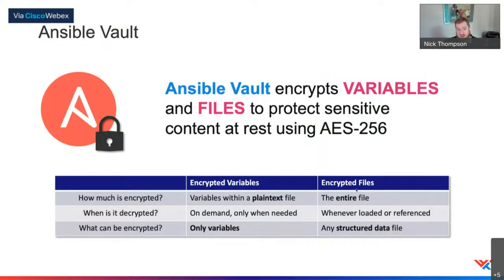Specifically, I can put an encrypted string in that playbook directly, or I can encrypt an entire file so that it is encrypted at rest using AES 256. When we look at the breakdown of one versus the other, when we just encrypt a variable, the file itself is going to be plain text. There may be other variables in there. I'm going to have one specific variable and one value for that variable that's going to be encrypted. And I can only encrypt just the variables when I do it that way.